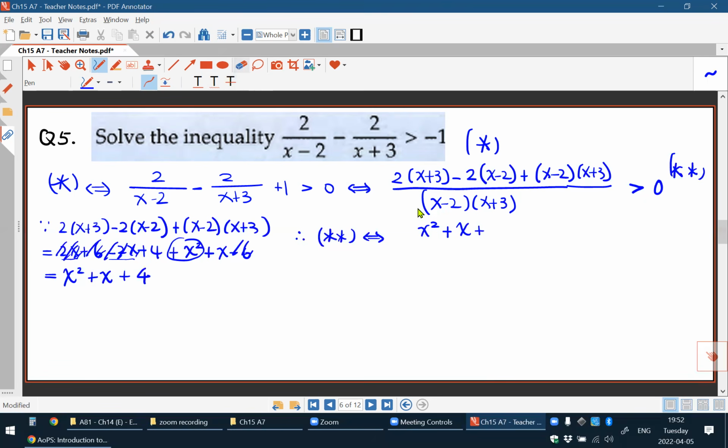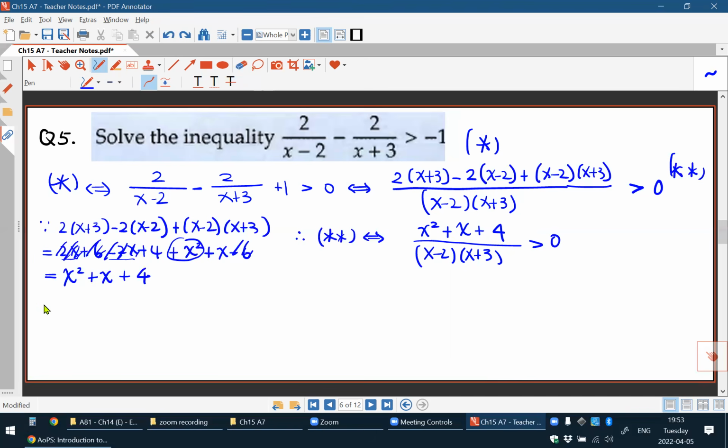Okay, plus 4, right? Over x minus 2, then x plus 3 greater than 0, right? And apparently, again, we have a trinomial in the numerator position, right? We can try to factor it or convert it to the vertex form to see if this number is always greater than or less than 0. And if you try to factor it, it's not very easy to do, right?